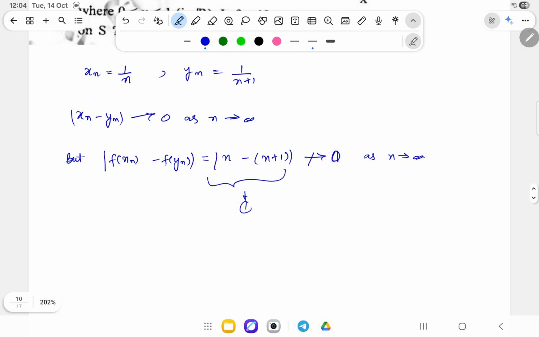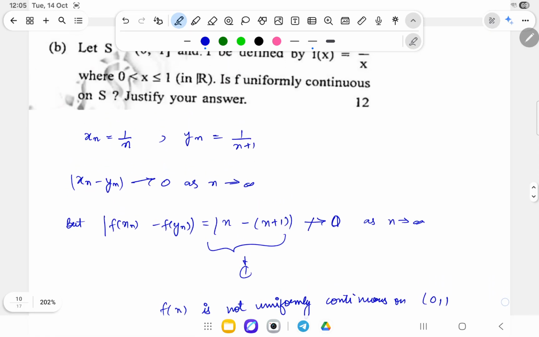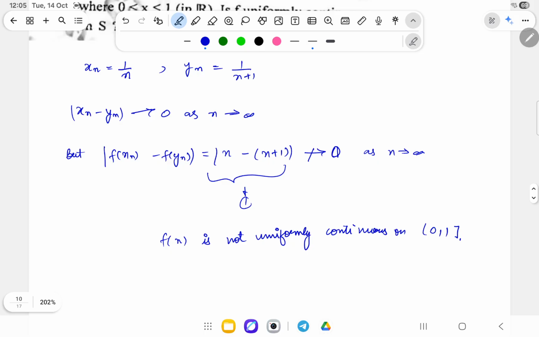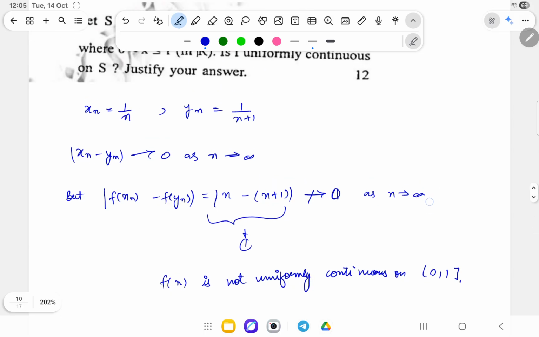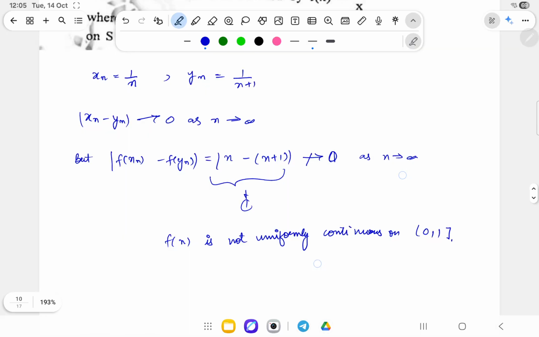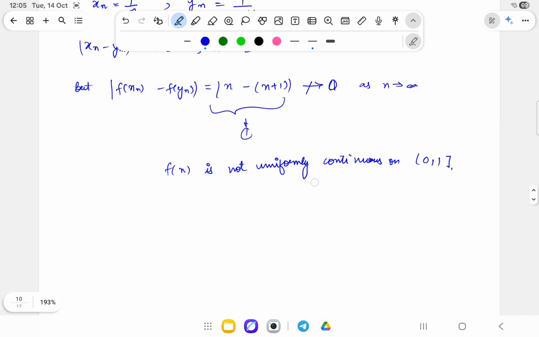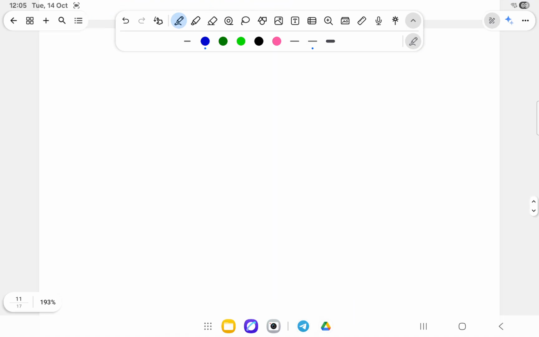So we can say that this function f(x) is not uniformly continuous on the interval (0, 1). Also, in the exam, you're supposed to write it properly, that we can take two sequences and all of that. We have discussed similar questions previously as well, so that's why I just told you like this. So let's move on to see the next question.